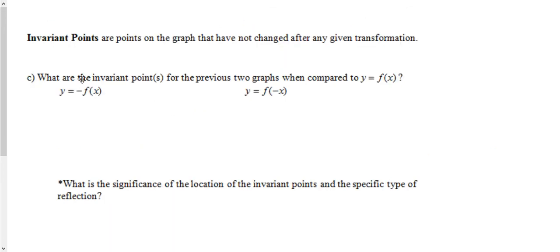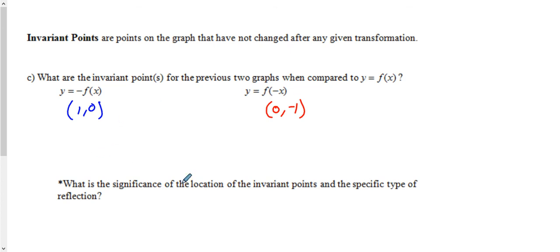So what are the invariant points on the previous two graphs compared to f of x? Our invariant point for the first one, where we flipped it on our x-axis, we doubled up on 1, 0. When we flipped it over our y-axis, the coordinate that didn't change was 0, negative 1. So these are our invariant points. It says point or points, meaning that sometimes you could have multiple invariant points for sure.